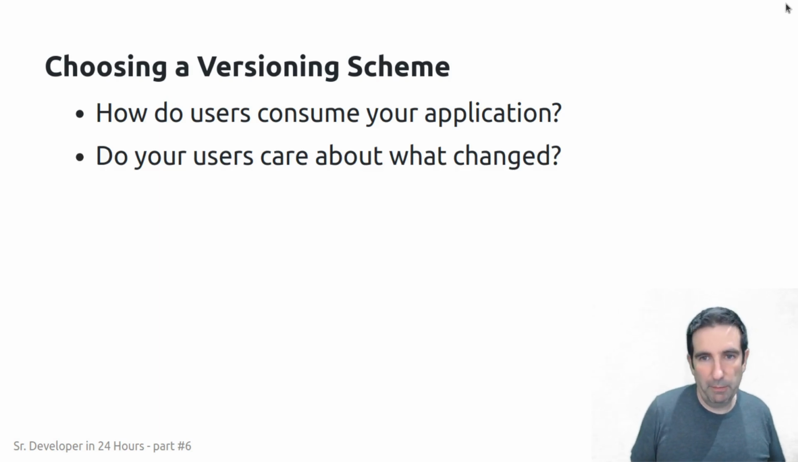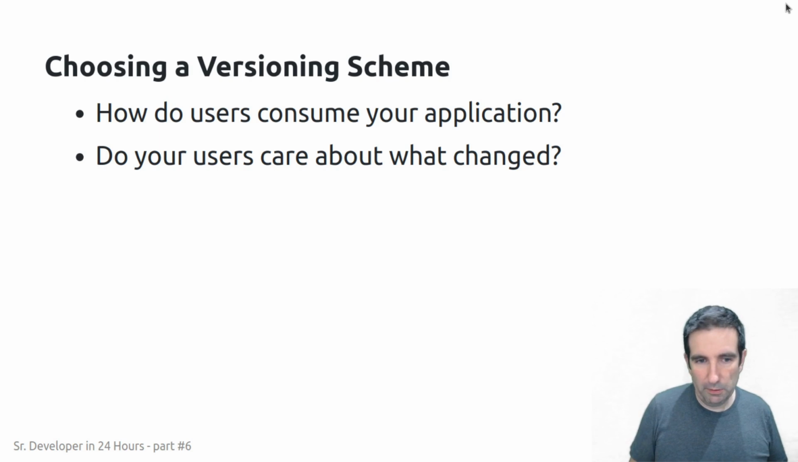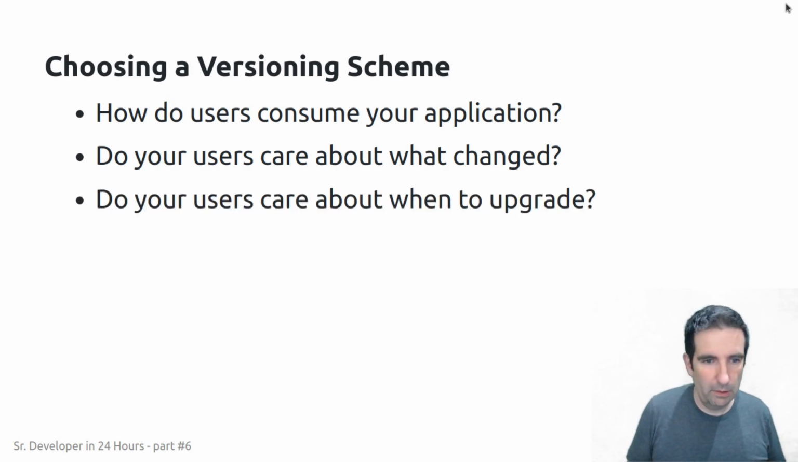Do your users care about what changed? Do they care about how significant the changes are, or do they only care if they have the latest version to make sure that it is secure, make sure that they got the bug fixes that they want? Do your users care when they need to upgrade? If they really care about when to upgrade, again, because they want to get the security fixes, because they want to get whatever new features, whatever new improvements, then calendar versioning might be a little bit more intuitive. If they care more about what has changed, how significant those changes are, then semantic versioning might make a little bit more sense.